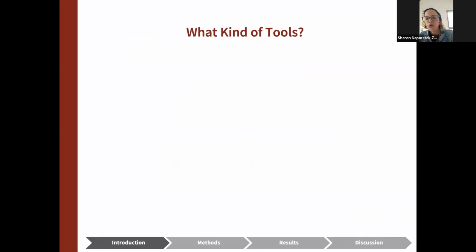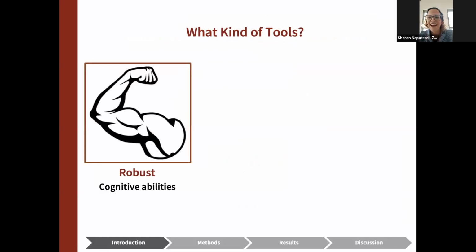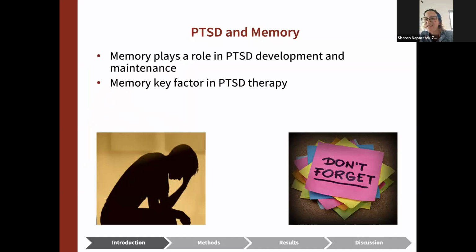Next slide. So what kind of tools would we like to develop? I would like to suggest that we would search for tools that are robust, meaning that they measure or track an aspect that is tightly related to the disorder. And of course, this session is about cognitive abilities. So what better candidate do we have than cognitive abilities? You can move ahead, Mo.